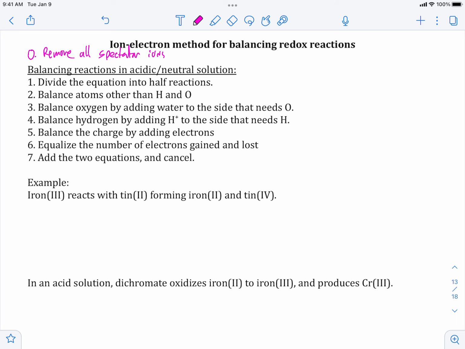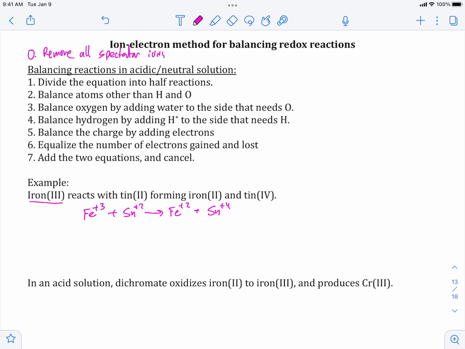So in this first example, we have iron 3, so that is iron with a charge of 3, reacts with tin with a charge of 2, and it forms iron with a charge of 2 and tin with a charge of 4. Now, realistically, if this were an actual reaction taking place in the lab, these would be solutions of iron 3 chloride with tin 2 nitrate, for example. The chlorides and the nitrates would be the spectators, and that's why they're not shown here. They're just completely left off. So, now we start following steps.